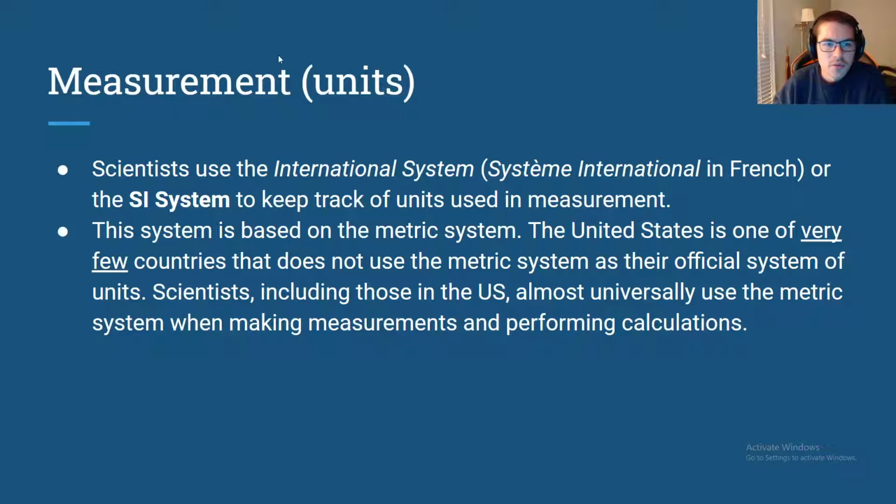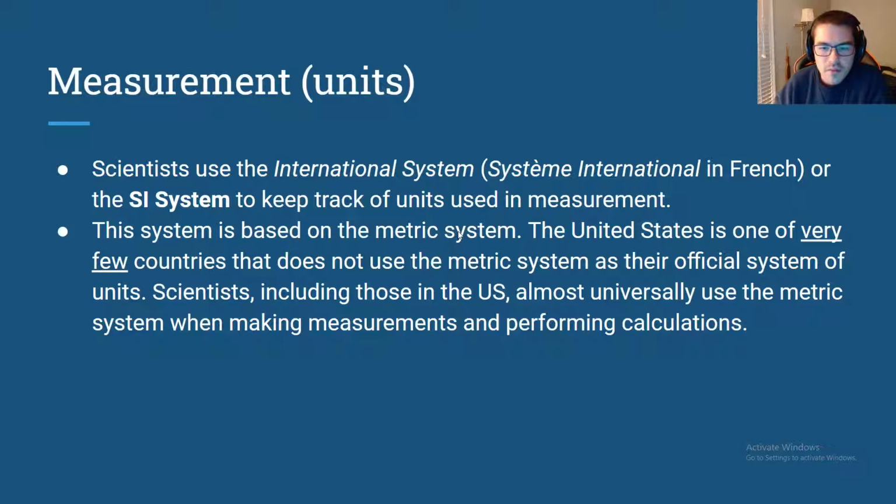I know it says measurement, but really I want to talk about units. So anytime you measure something, like if you're a scientist or just a person, you need to measure something with units. So it says here, scientists use the International System, or the Système International. I don't speak French, so that probably sounded really bad. Or the SI system. So this is what this is called, the SI system. They use this to keep track of their units used in measurement.